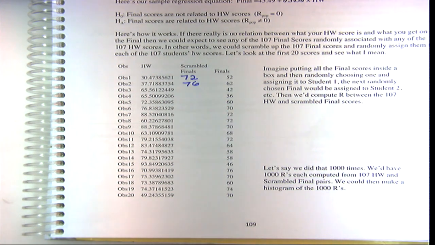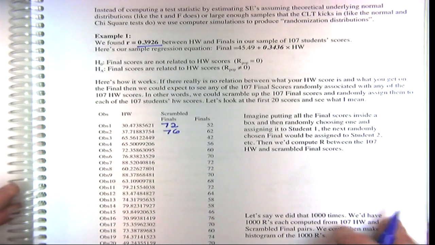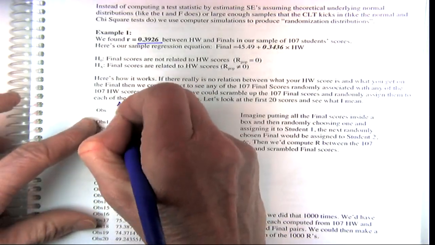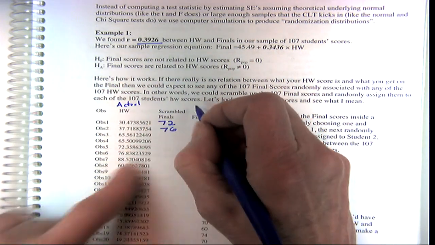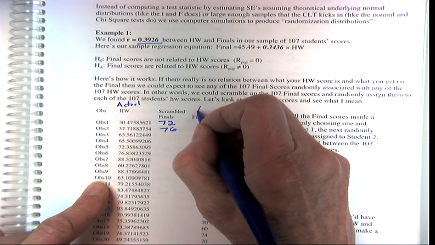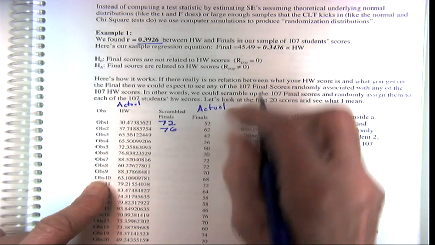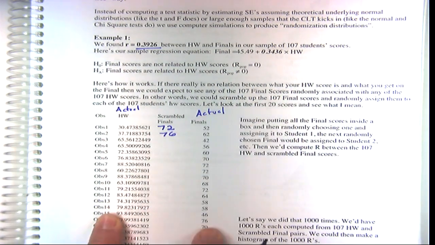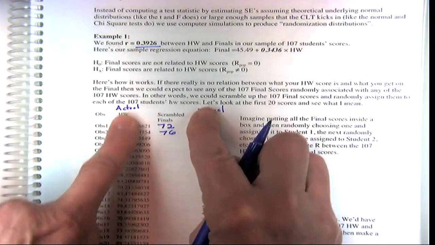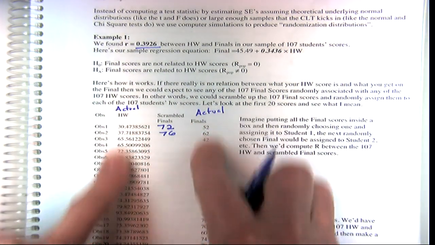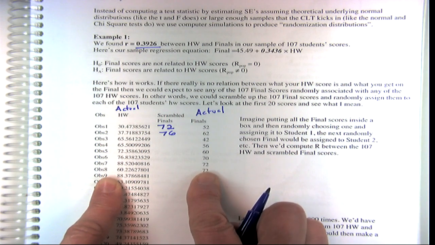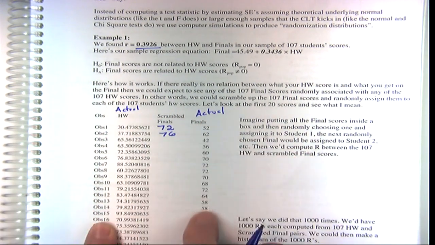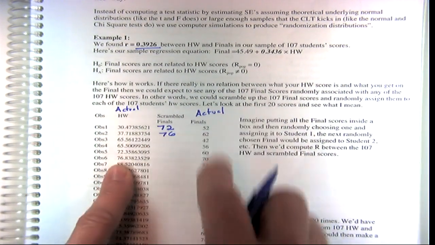So basically what you would have here is, let me just show you. These are the actual homeworks that these people got, and here are the actual finals. And the null says that the correlation between these two sets of numbers is just due to chance, that there really isn't a correlation. We just happened to sample these students by the luck of the draw.